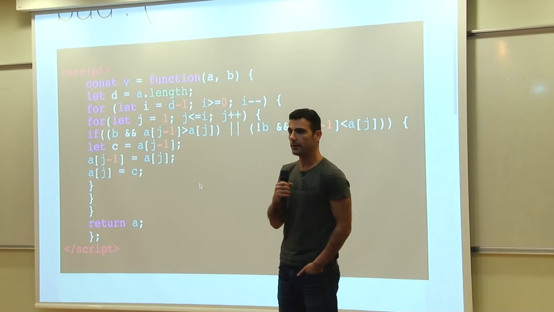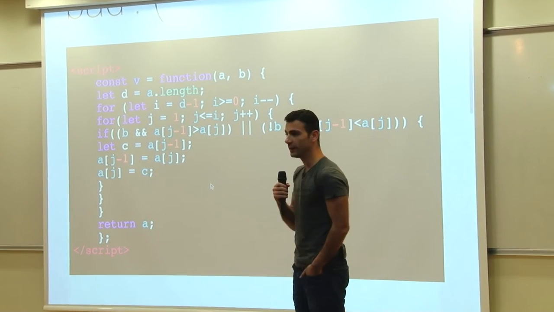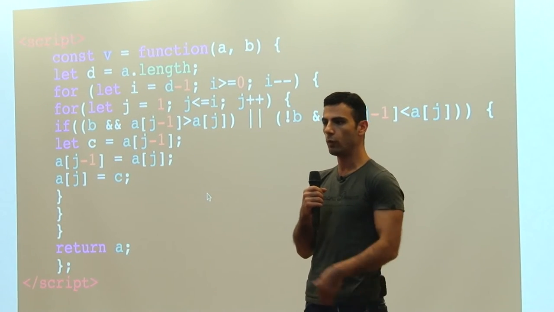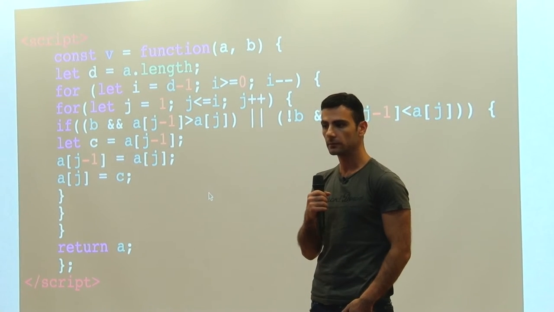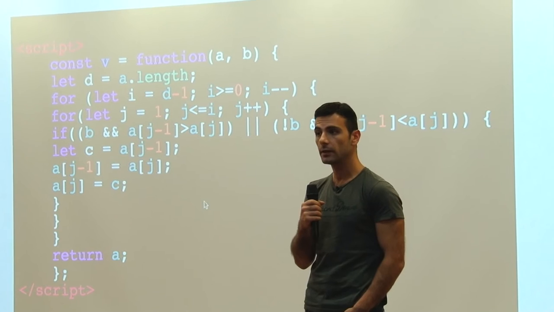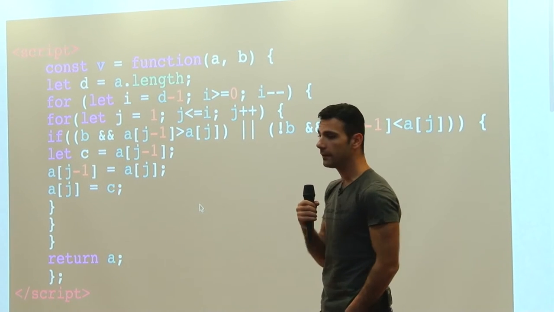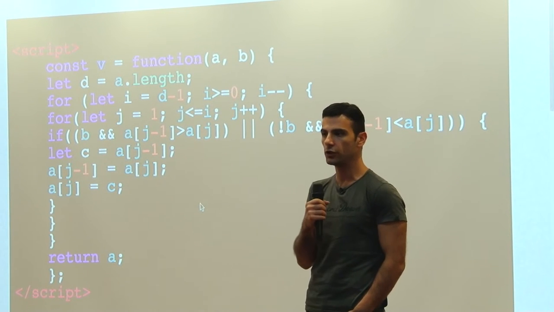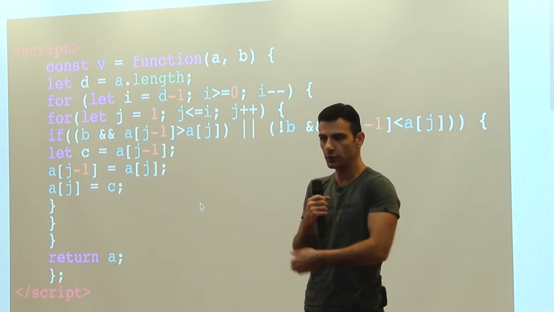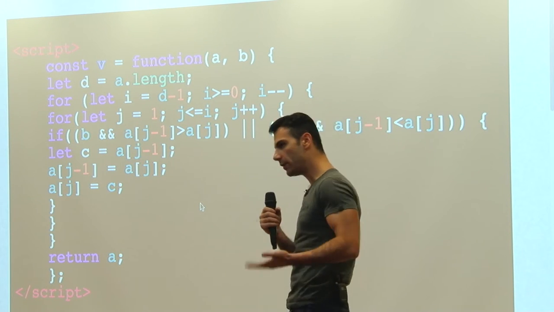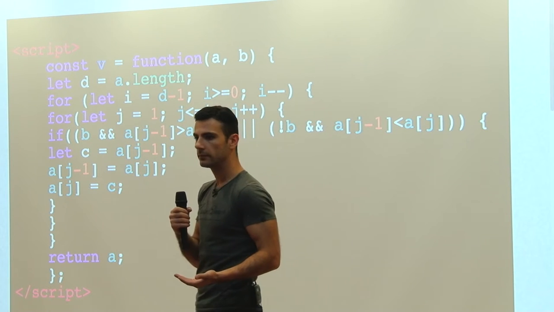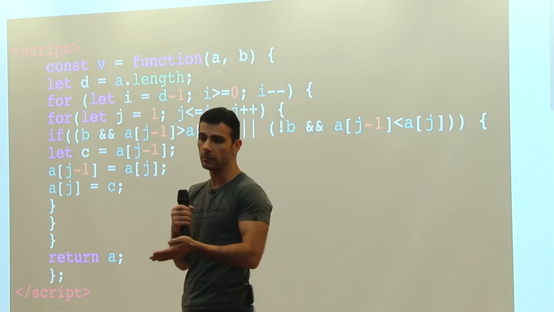Right off the bat, there are problems with what you're seeing, right? What's one thing we can do to make this code cleaner? Name the variables more obviously. Yeah. So for example, right off the bat, you can see that the name of the function is v. That tells you nothing about what the function does. What would be a better name for v? Yeah, sort or maybe bubble sort.